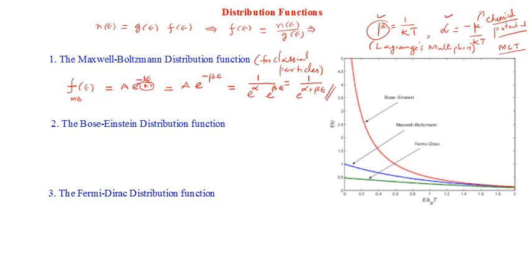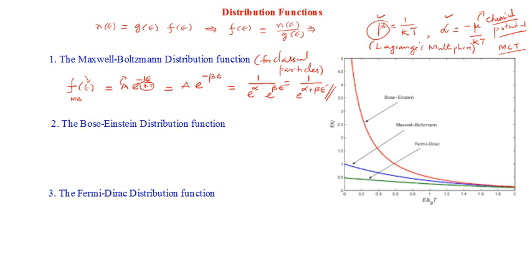So f of MB, which is a function of E, is equal to 1 by e raised to alpha plus beta E. You can see that on the right side there is an E here; that is why f is written as a function of E. F is a function of E because the equation depends on E, and alpha depends on the properties of the system. Also, it's a function of temperature. That is why all those things are shown here. So this A also involves something like 1 by alpha or so. You can just identify that. So that is the Maxwell-Boltzmann distribution function.